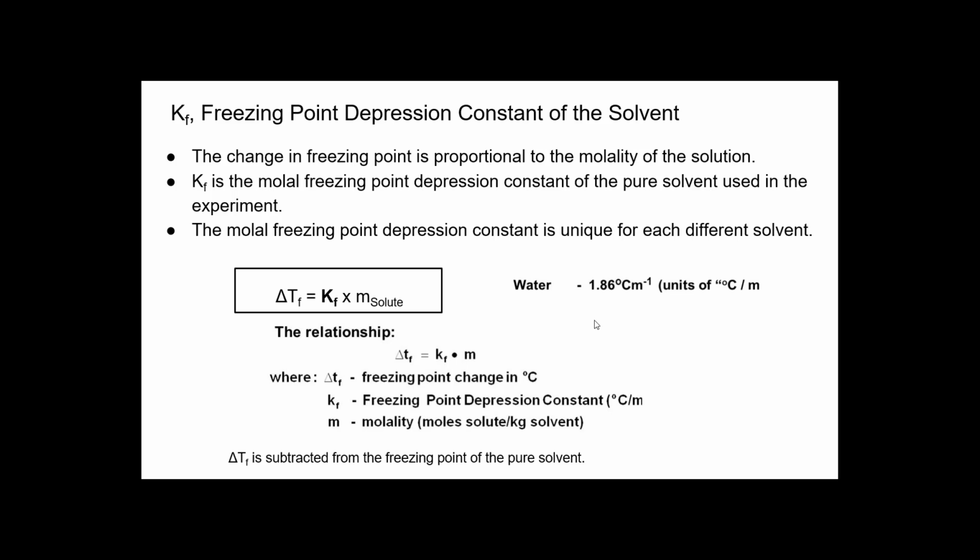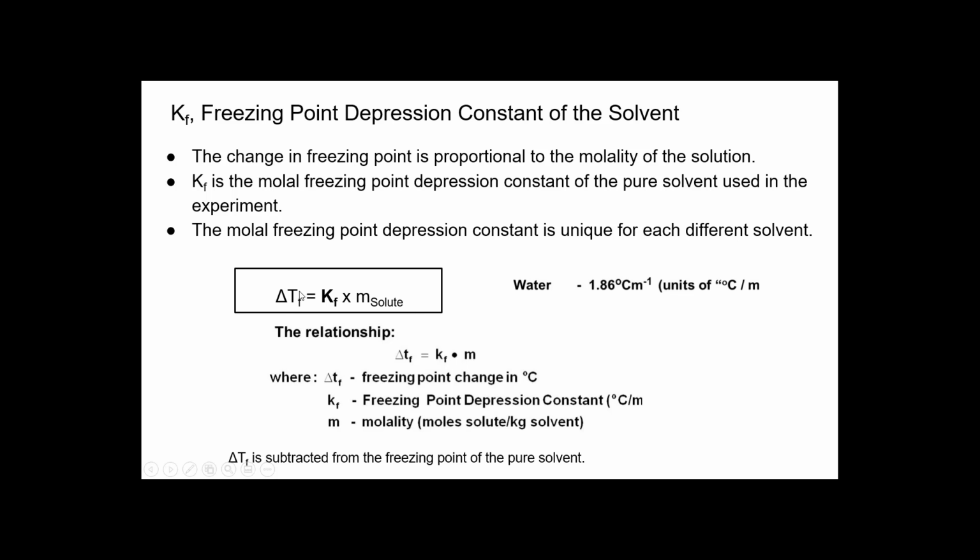All right, let's break down the equation that we're going to use in this lab. I put the solute here so you can understand it, but it's really just the m. The change in freezing point is proportional to the molality of the solution. Kf is the molal freezing point depression constant of the pure solvent used in the experiment. Remember I said that we need to know what the solvent is, and each solvent has its own unique Kf value. The molal freezing point depression constant is unique for each different solvent.